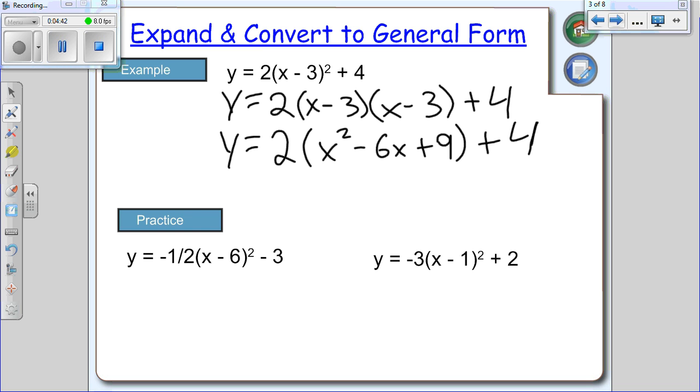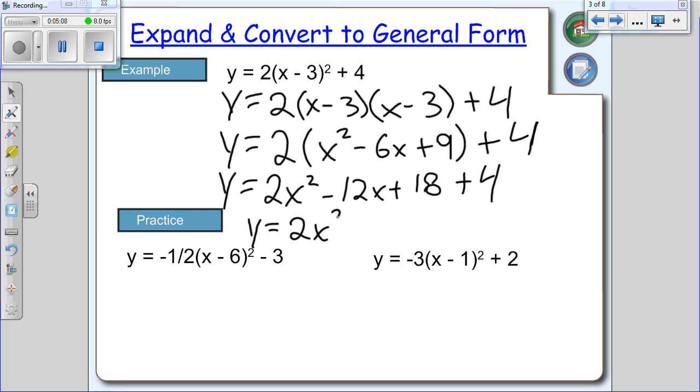The 2 needs to come into the brackets. So it's going to be y equals 2x squared minus 12x plus 18 plus 4. The last step is collect like terms. The 18 and the 4 give you y equals 2x squared minus 12x plus 22. That is general form. So we've converted from standard to general form.